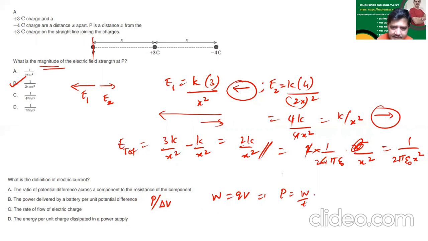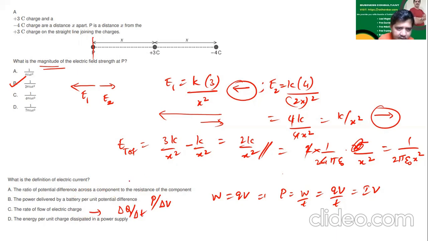I hope you are getting this. So this should be QV divided by T over here. Q by T will be equal to I into V. That's what we get. So what is V here? Potential difference. So therefore, this is not the right one. The rate of flow of electric charge, which should be delta Q divided by delta T. I didn't write that for this one, right?